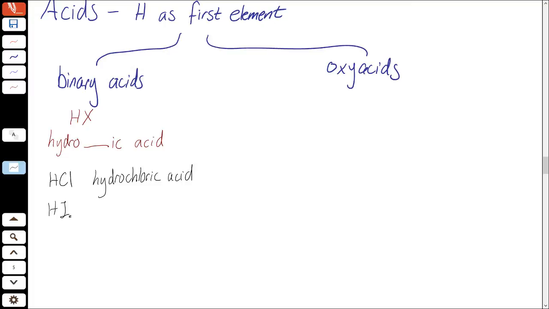What's I? Anybody know what that's called? Iodine. So how might we fit that together in this hydro something ic acid? Hydroiodic acid. Yeah, hydroiodic acid.